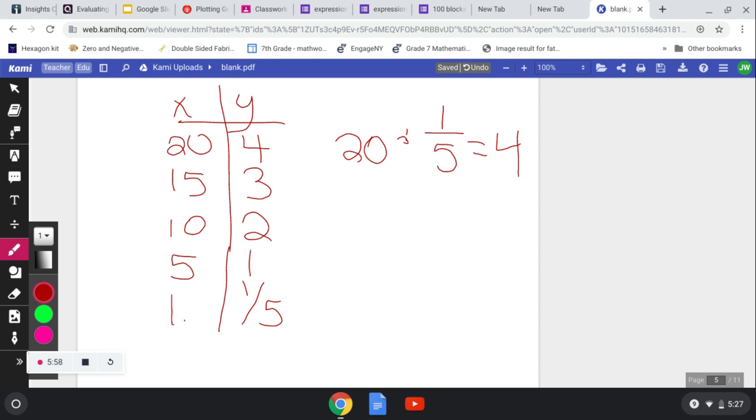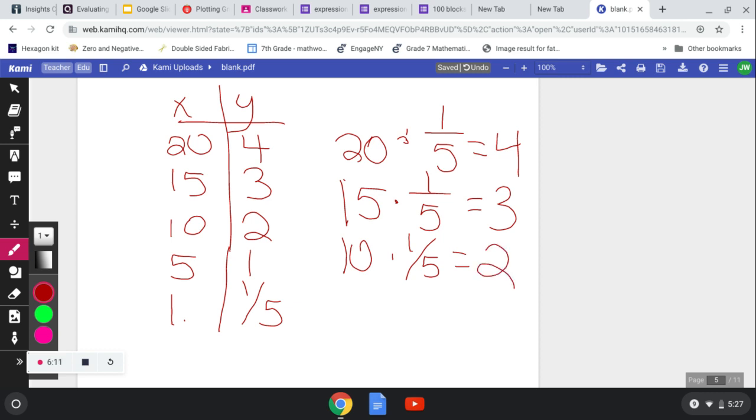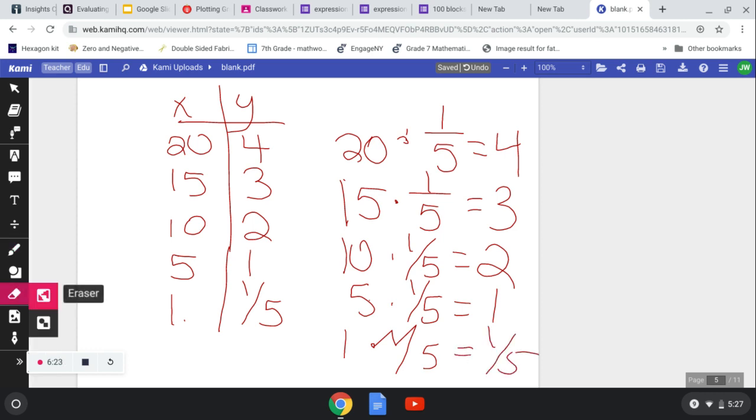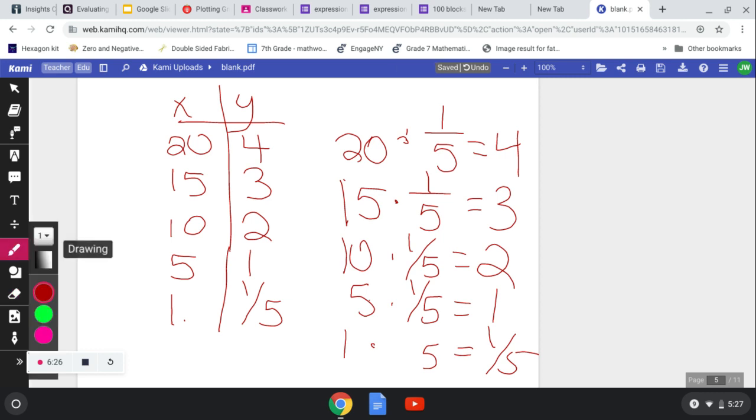And that gives me 4. 15 times 1 over 5 gives me 3. 10 times 1 over 5 gives me 2. And you can be checking this on Desmos. 5 times 1 over 5 gives me 1. And 1 times 1 over 5 gives me 1 over 5. Okay? So in this case, it was a multiplicative relationship, and it was a multiplicative relationship because we are multiplying by 1 over 5.